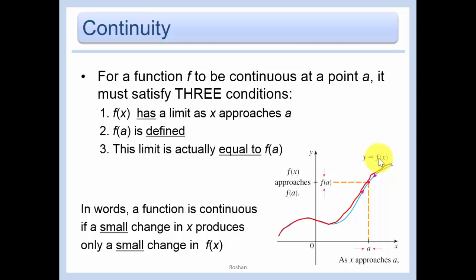If, for instance, we had a different function, say it looked like this and it had a hole right here, well, we can't draw this function without lifting up our pencil at the hole. And then right here it says, in words, a function is continuous if a small change in x produces only a small change in f of x. And that's just because, as I move along, it should just flow. There shouldn't be any big jumps or anything like that.